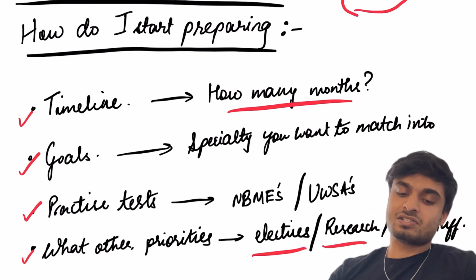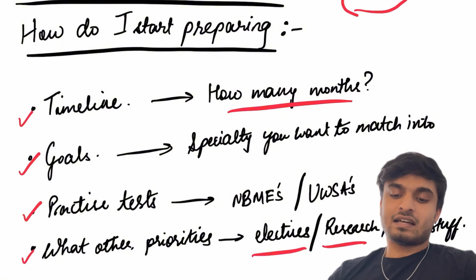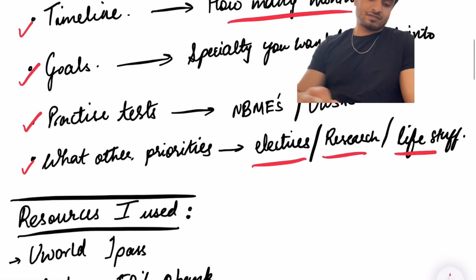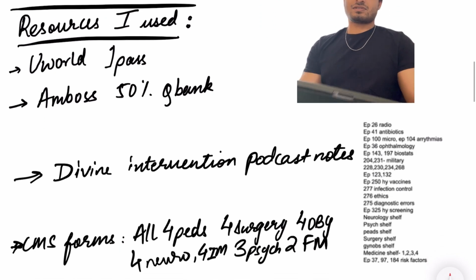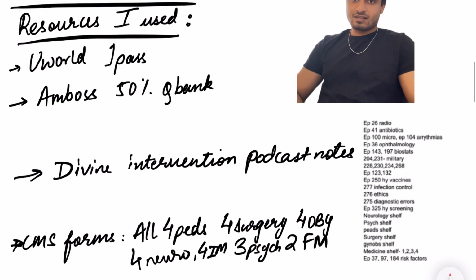So yeah, research is definitely one of the things that caused my delay, and life stuff, just general life stuff. All right, so what resources did I use? One of the important questions that everyone asks is, what resources did you really use to take the test? And now this is a very tricky question because different people use different resources.